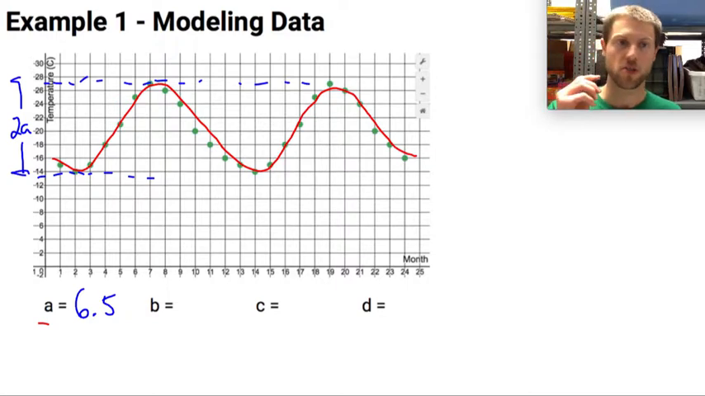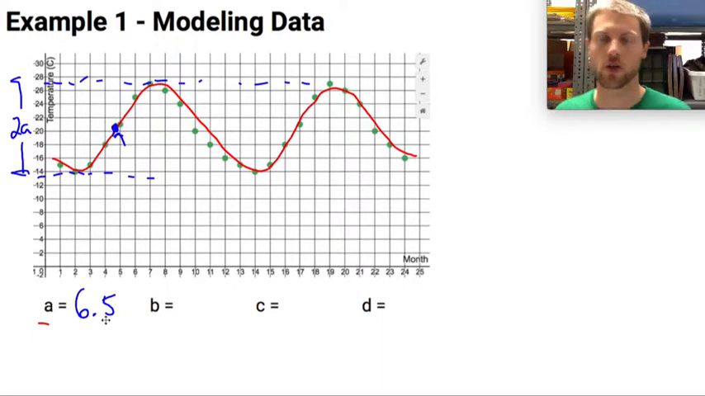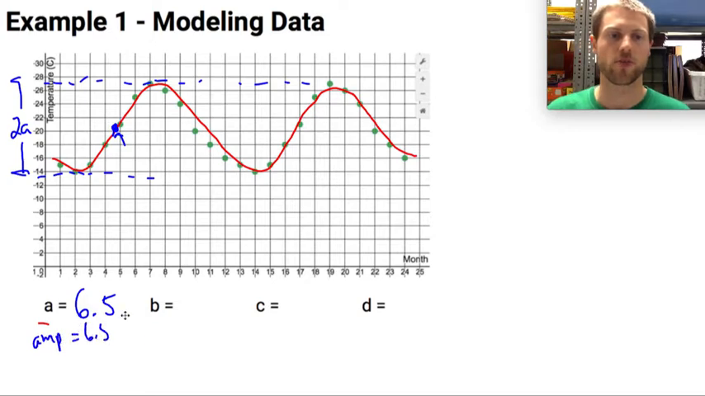Now I should be specific here and say my A value is only positive 6.5 if I choose a starting point in the middle of my graph, which I will. I could just as easily make this a negative 6.5 if I were starting and going down rather than going up. But I'm going to keep things like the normal sine curve as much as I can. So my A is equal to 6.5 because the amplitude equals 6.5.